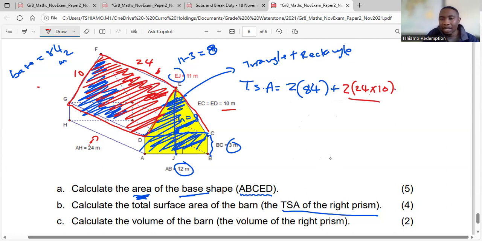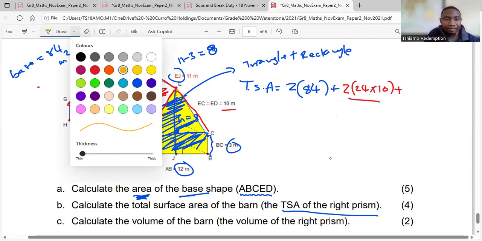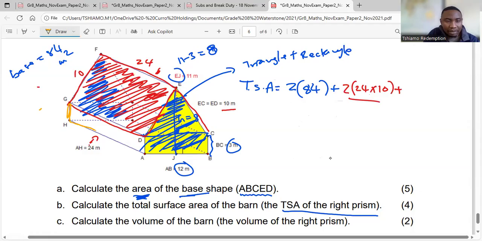Are we together? Plus, which side am I looking at now? Let me use a different color. Look at this part, the two sides. What shape is this? It's a rectangle also. I have this side as 12. And what about this part? This part should be the same as the width, so it is also 3. And this part is the same as that part on the other side. So I have twice the sides: 12 and 24, and 3. 24 and 3.